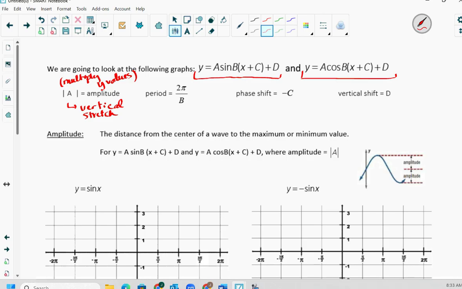Phase shift, that's just the left or the right shift. It just has a new name. You treat it like you always have. If it says plus pi over 2, you go left pi over 2. Nothing too different there. And then the D at the end, that's no new name, no new anything. It's your vertical shift put down.